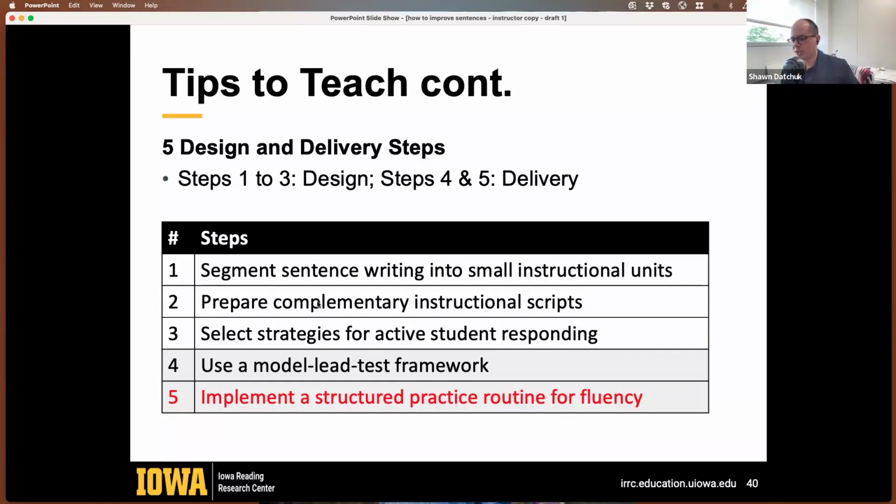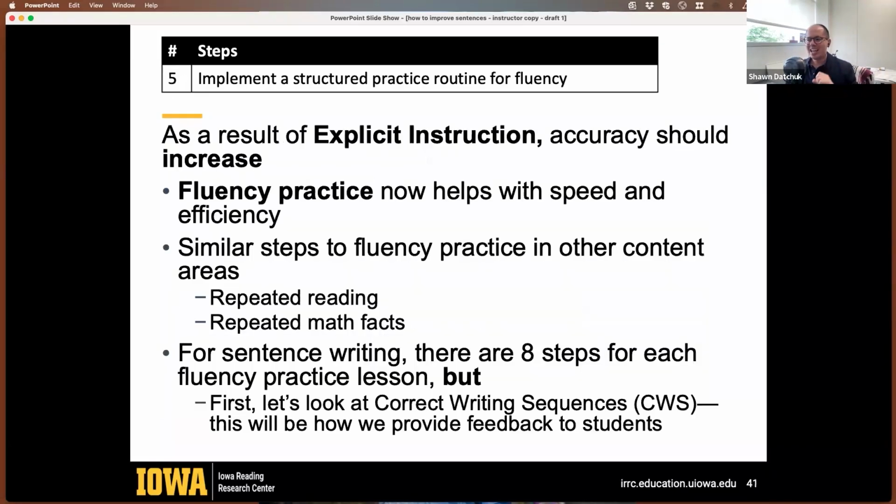And then finally, we implement a structured practice routine for fluency. Students complete those 3 lessons, and now it's not enough for them to be accurate. Students need to be able to complete it efficiently, with some speed. Because if we think about that simple view of writing, students need to internalize the structure of a simple sentence to where they aren't having to actively look at different parts of their sentence to figure out whether or not it meets all the requirements of a complete sentence.